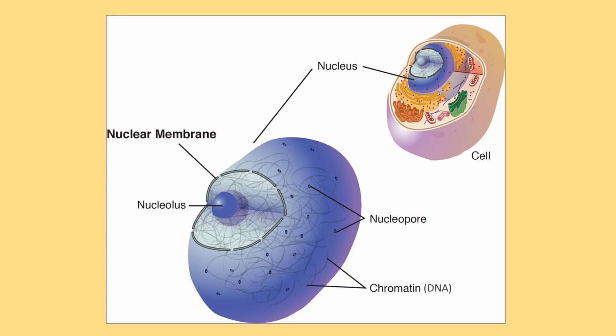DNA takes a couple of different forms, and chromatin is the loose, unraveled, stringy form of DNA. Later on, we'll talk about chromosomes. Those are the tightly coiled little bundles of DNA. So in this nucleus, we see the uncoiled DNA, and we call that chromatin. And then there's a nucleolus, and the nucleolus is where certain types of RNA are produced.